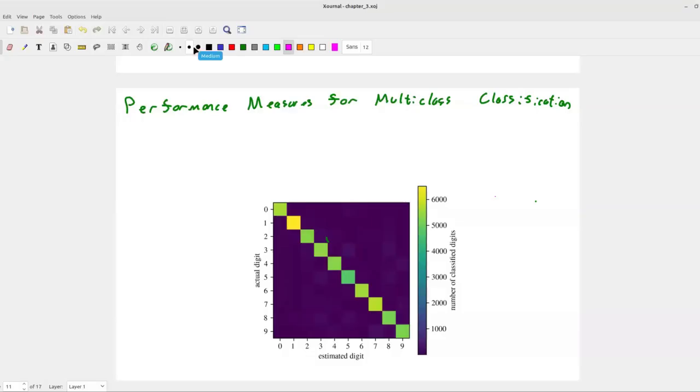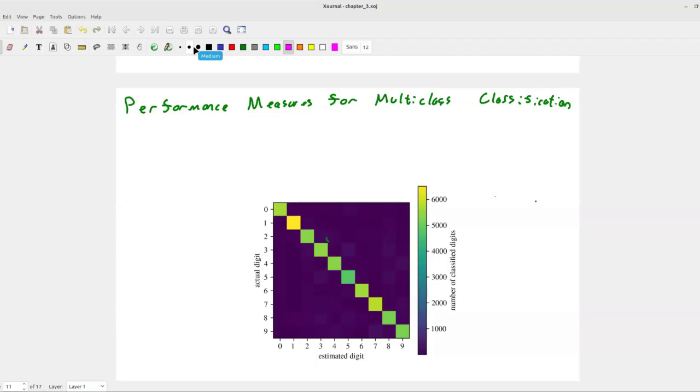Performance measures for multi-class classification. So now that we have a way to do multi-class classification, we need to develop some performance metrics for it. Evaluating a binary classifier was pretty easy using a 2x2 confusion matrix. And so here our confusion matrix is going to grow.